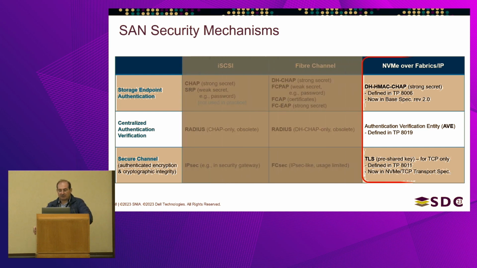So focusing on this case, NVMe over Fabrics, we can see that everything has been defined. TP8006 defined the authentication protocol. TP8019 defined the authentication verification entity for centralized verification of the DH-HMAC-CHAP. And TP8011 defined the use of TLS to achieve a secure channel for TCP only.